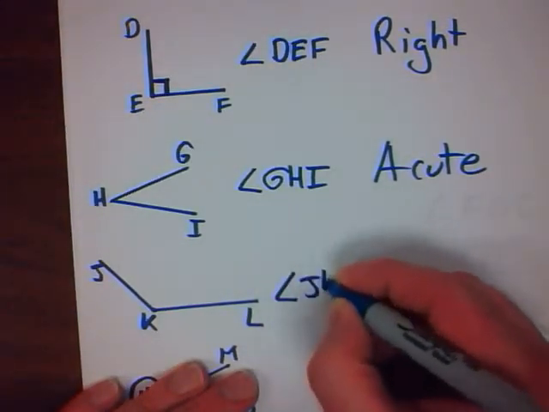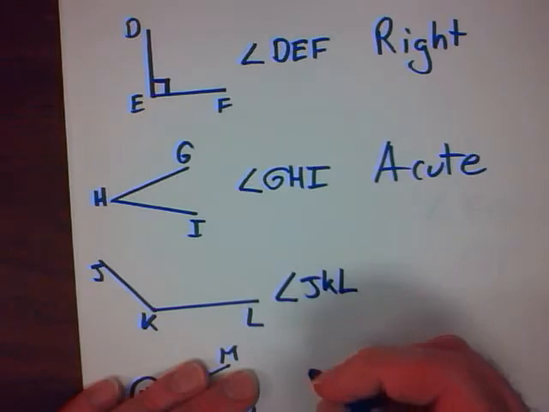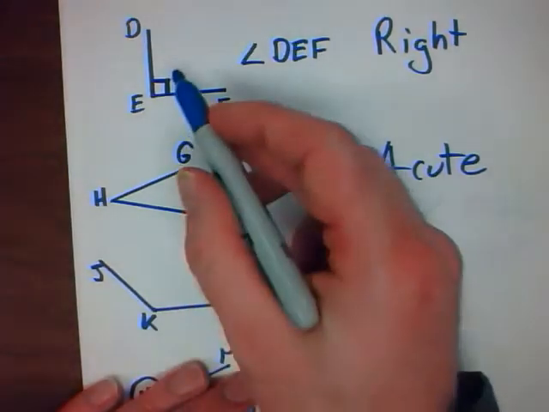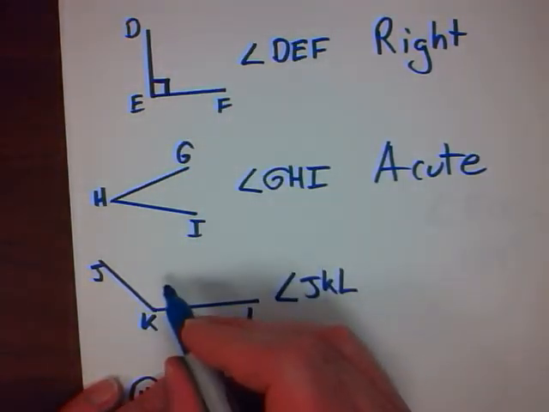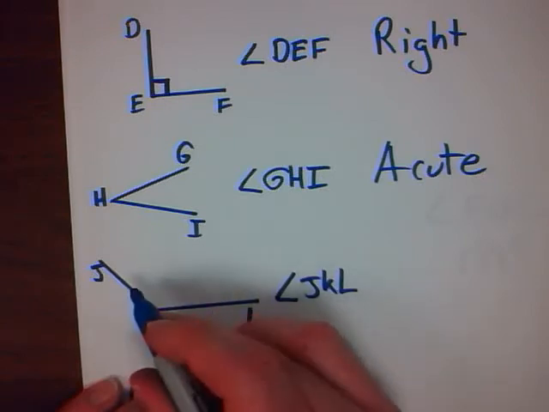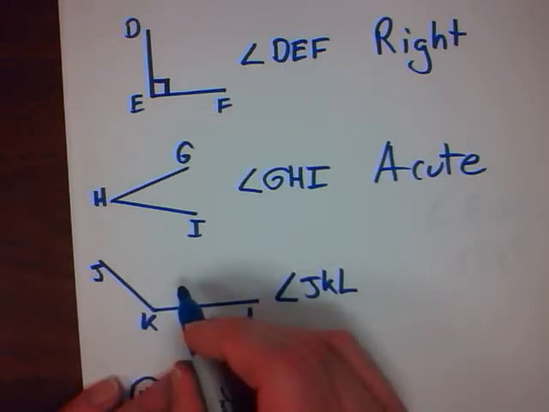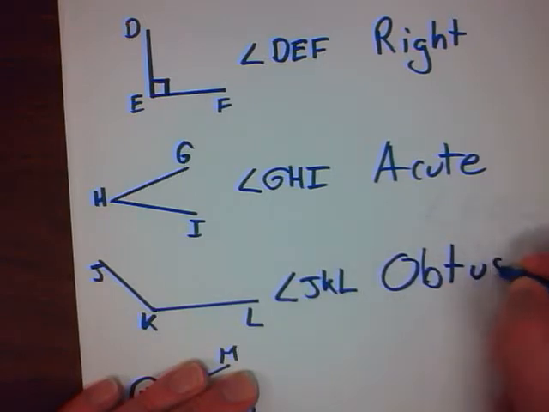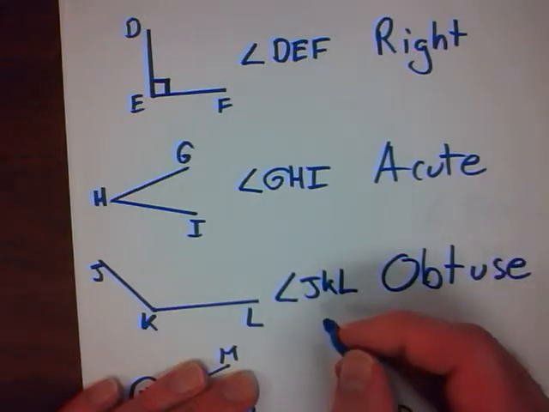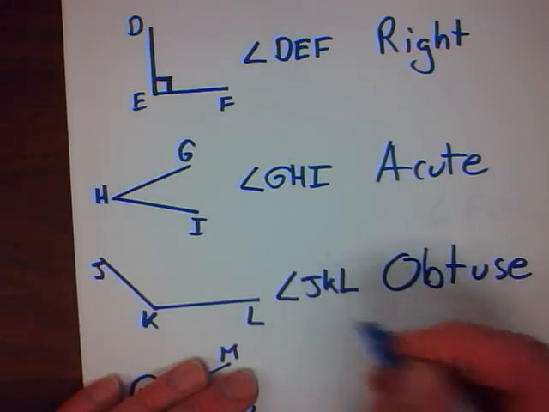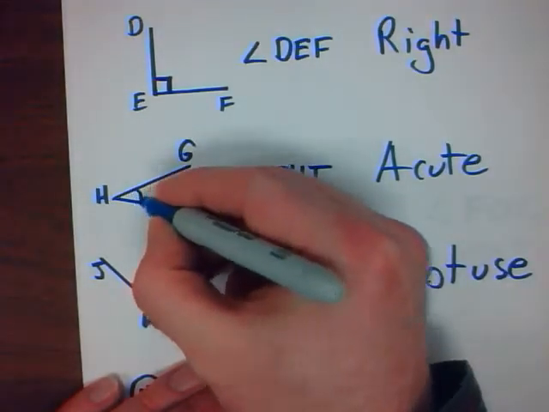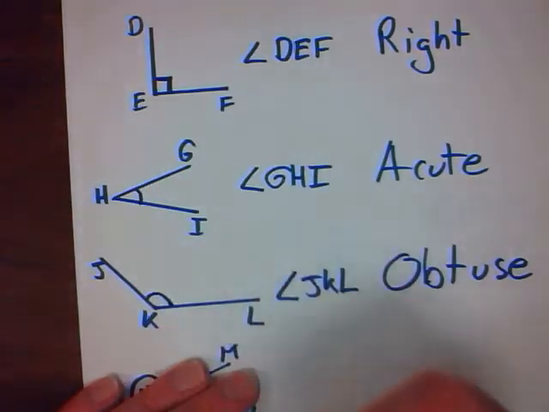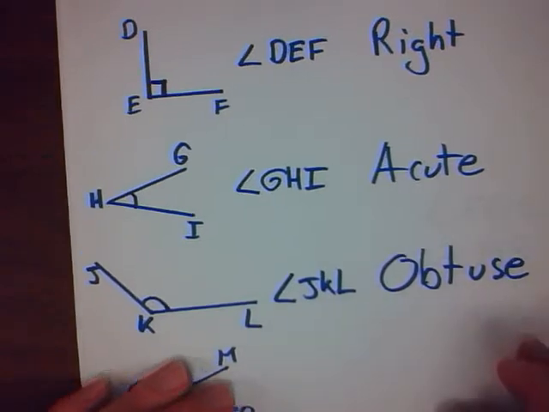Here's another angle, angle JKL. Now this angle is bigger than the 90-degree angle. This is a big, fat angle. And another word for fat is obese. And that's how I remember that this is an obtuse angle, because it's big and fat. Now often you'll also see symbols like this inside these. Those are important. We'll talk about those more a little bit later.